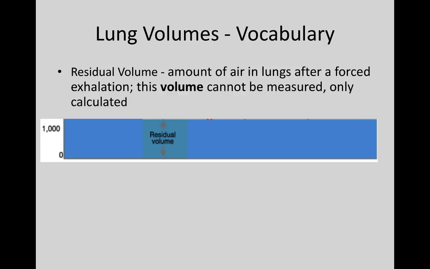This is the amount of air that you just cannot get out of your lungs, no matter how hard you try. You can see in this example, it is just over 1,000 milliliters. This air helps prevent the lungs from collapsing.